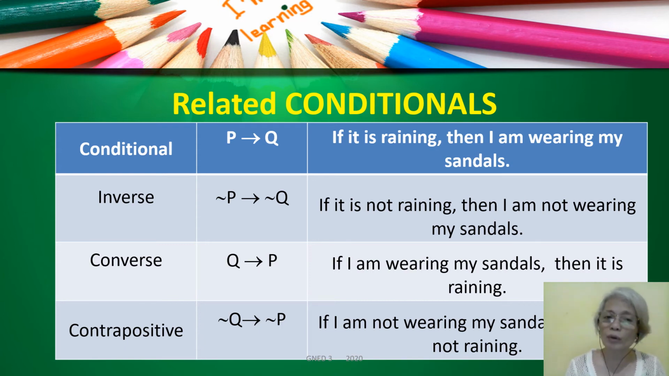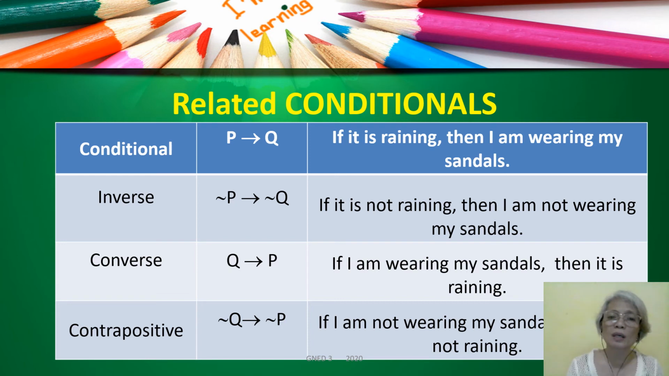Then we have the converse. You will exchange Q and P, the order. So Q now is the antecedent and P is the consequent. Pagbabaliktarin mo lang, yun yung converse. So we say, if I am wearing my sandals, then it is raining. And then the contrapositive, yun naman converse, lagyan mo ng not pareho, such that we say, if I'm not wearing my sandals, then it is not raining.